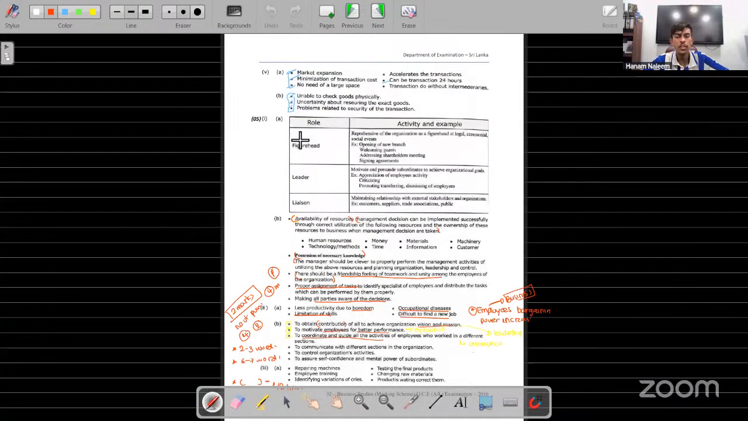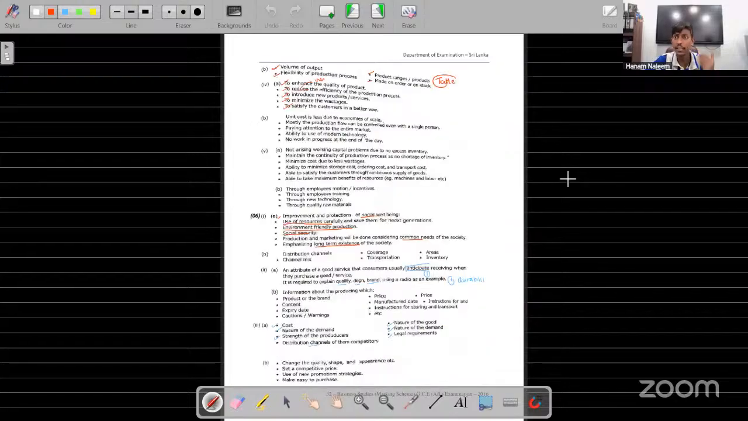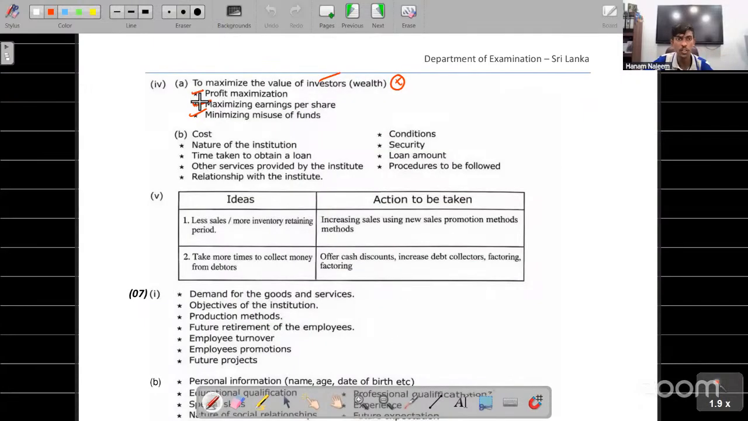Yes. Okay, you have to consider the cost. I'm getting money, so how much money do I have to repay? Cost means the interest here. What type of institution is that? Time taken, how much time I can take to repay the loan. Also relationship with the institute, the amount, security, how much collateral I have to keep, the conditions and all those things.